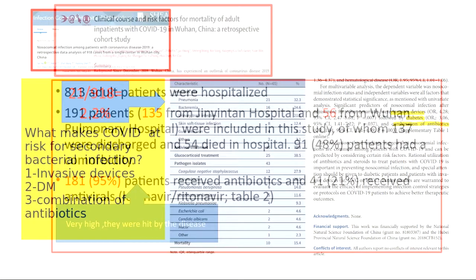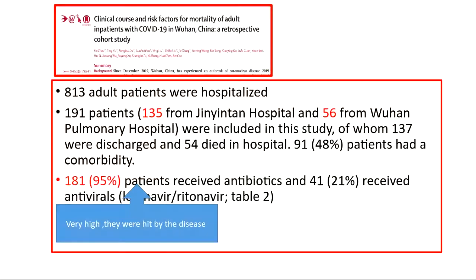This is another study, the initial publication. This was 813. Again, 95% of these patients received antibiotic, very high. I don't blame them. They were just hit with a virus. At that time, if you remember, when the initial news came from China, nothing was mentioned about other things we'll speak about now. So all received antibiotic, and because they received antibiotic, it doesn't mean they have a bacterial infection.